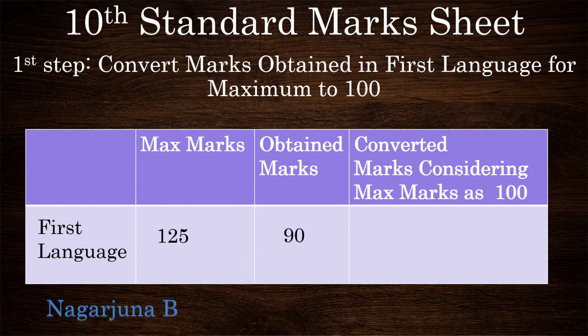That means what you have to do is calculate this by writing open the bracket 90 divided by 125 close the bracket into 100 is equal to 72. So for first language your marks will be 72 out of 100. In this way you need to convert the first language marks to 100 marks. That is, instead of taking 125 marks, you need to consider the maximum marks as 100. Obtained marks divided by 125 into 100 will be the marks for 100.